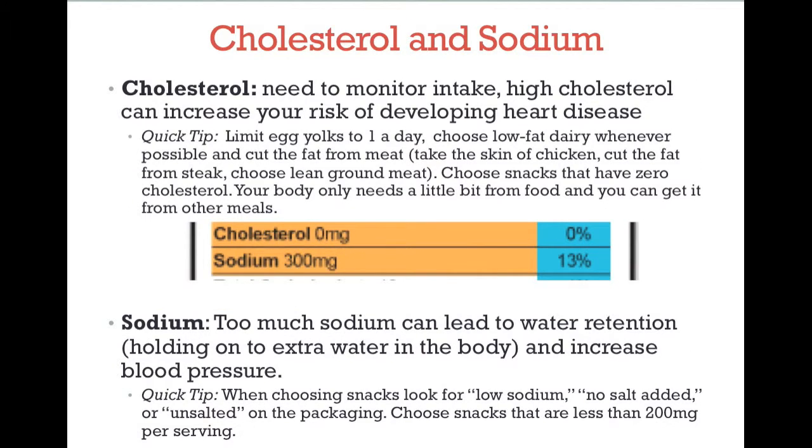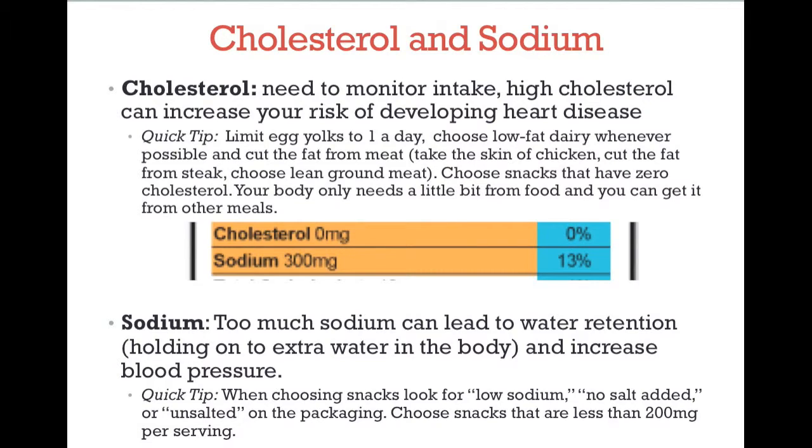Next on the list is cholesterol and sodium. Cholesterol is necessary to produce active form of vitamin D and other hormones. We need cholesterol to be monitored because high cholesterol can increase a person's risk for developing heart disease. It's naturally found in liver, egg yolks, butter, cheese, milk, and meat.